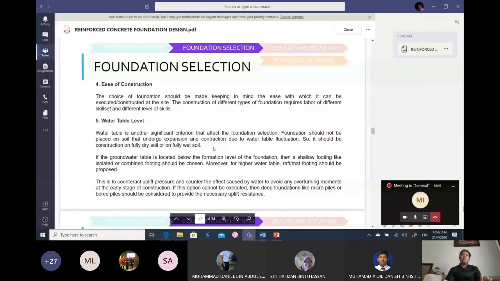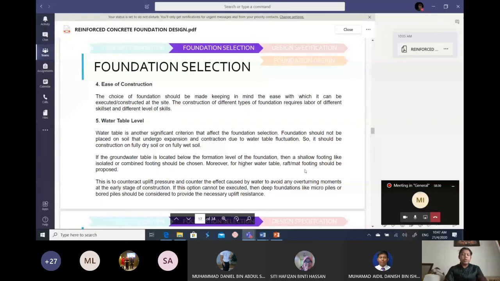We have to check the water table for that area. If the groundwater table is located below the formation level of the foundation, then a shallow foundation or combined footing is suitable for that area. Moreover, for a higher water table, raft or mat footing should be used, which will have a homogeneous settlement, as I said before.